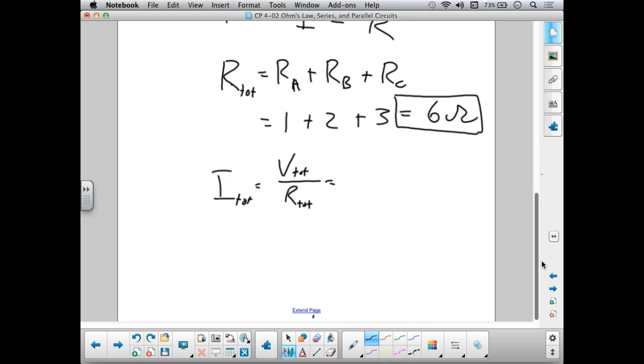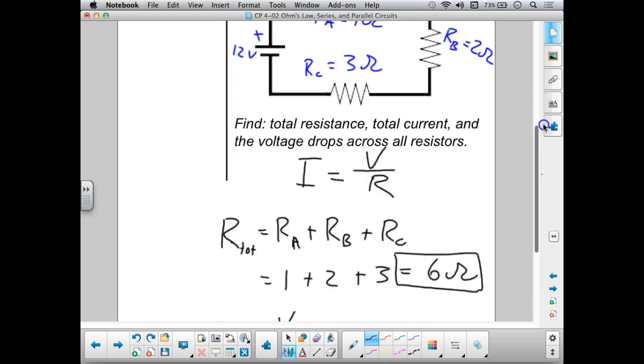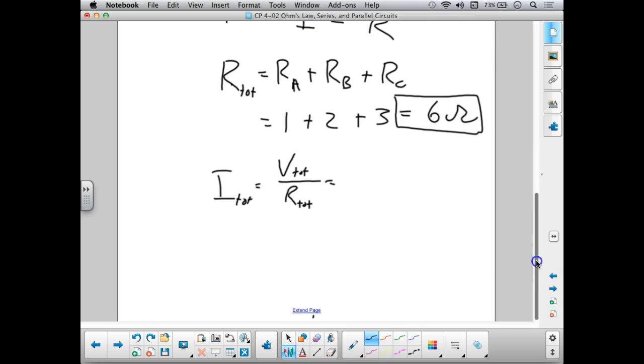The total voltage of this circuit, if I look back up at my circuit diagram, is 12 volts. That's the battery voltage. So this is 12, and I just found the total resistance of the circuit, and that is 6. So 12 divided by 6 is 2, and units of current is amps, or amperes. Okay, so 2 amps of current through this circuit.